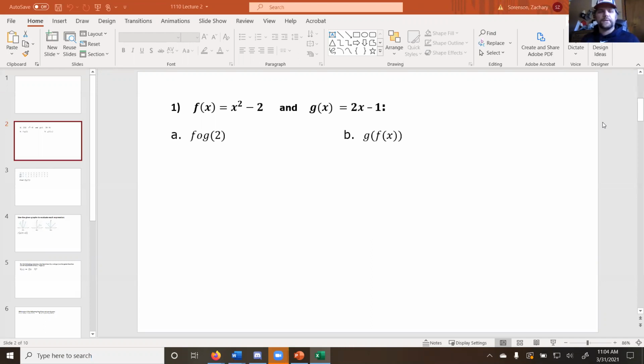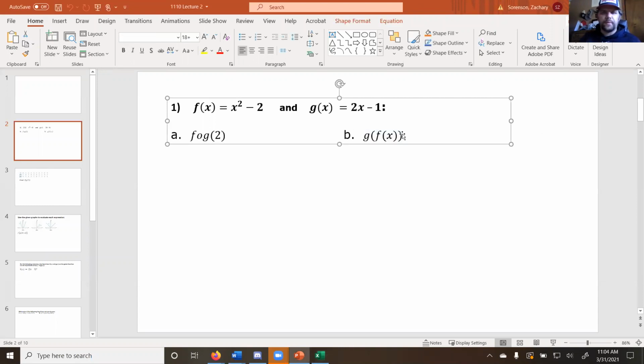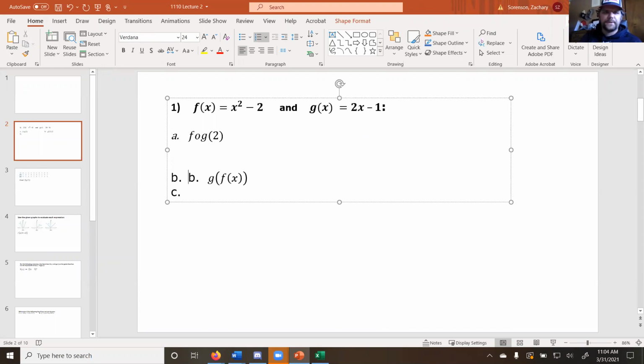But what we can also do is take a function and actually plug that entire function into another function. To see that in practice, I'm actually going to do probably part B first. So I have these two functions. I have this g and I have this f.